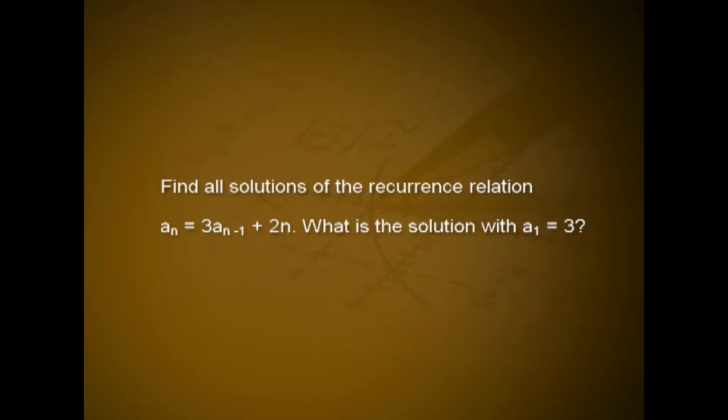Example 14. Find all solutions of the recurrence relation a n is equal to 3 into a n minus 1 plus 2n. What is the solution with a1 equal to 3? Solution. To solve this linear non-homogeneous recurrence relation with constant coefficients, we need to solve its associated linear homogeneous equation and to find a particular solution for the given non-homogeneous equation.